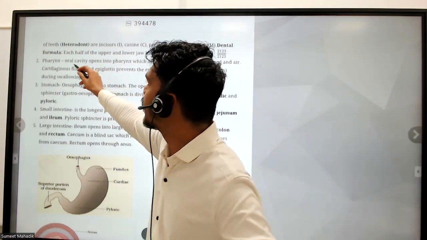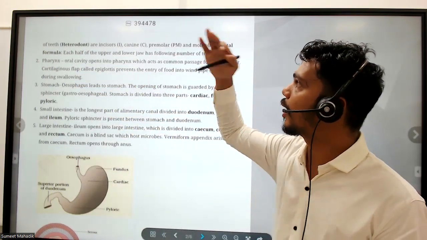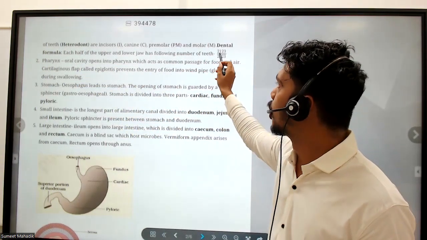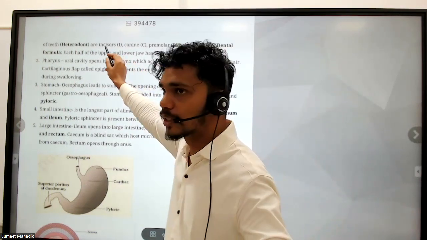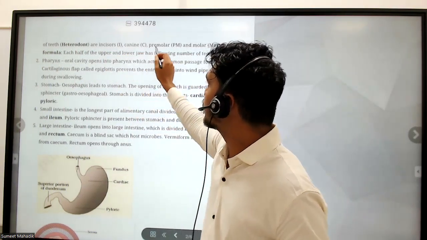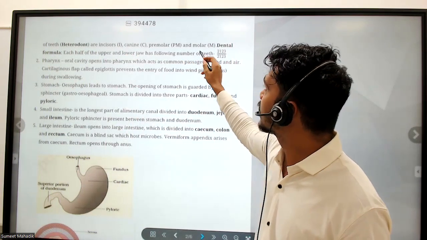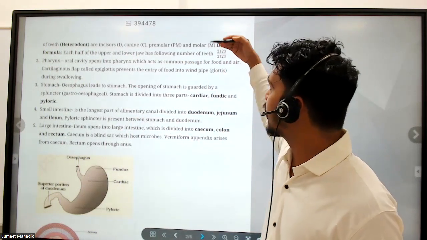Okay, so dental formula. What is dental formula? Each half of the upper and the lower jaw has the following number of teeth: 2, 1, 2, 3. 2 is what? 2 incisors, 1 canine, 2 premolars, and 3 molars. So upper and lower will be there.